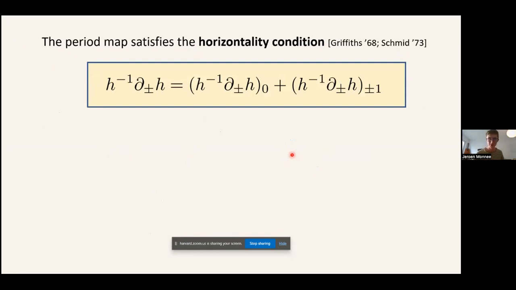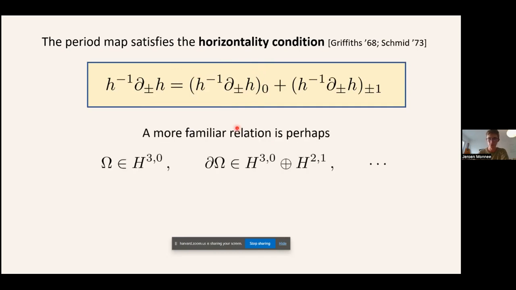Now, why do I introduce all this? Well, it turns out that this period map actually has a very particular charge decomposition. And this is referred to as the horizontality condition. So what is it? What you do is you look at the Maurer-Cartan form that you build from this H. This will lie in the Lie algebra. And you can look at its holomorphic and anti-holomorphic components. And what you find is that this can only have a charge 0 piece and a charge ±1 piece, depending on whether it's holomorphic or anti-holomorphic. So it cannot have a ±2 piece, no ±3 piece, etc. So this is quite a stringent condition.